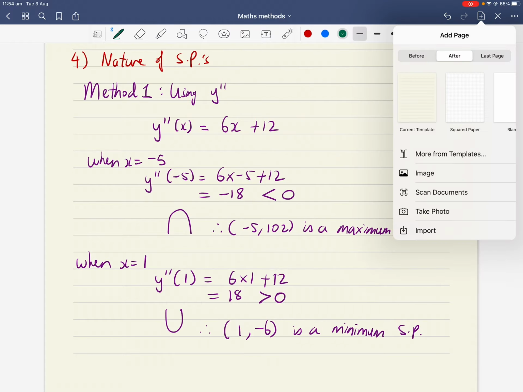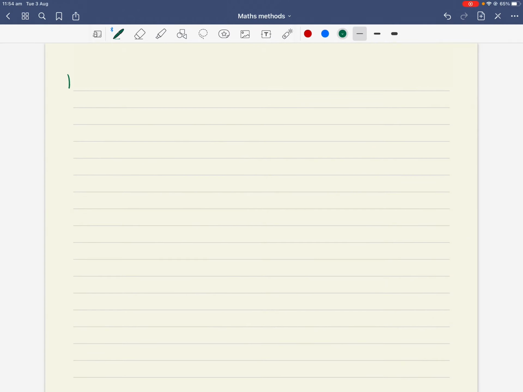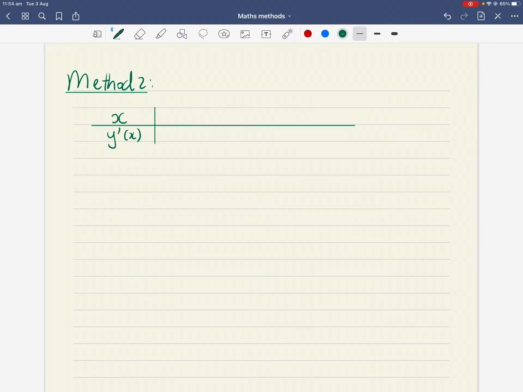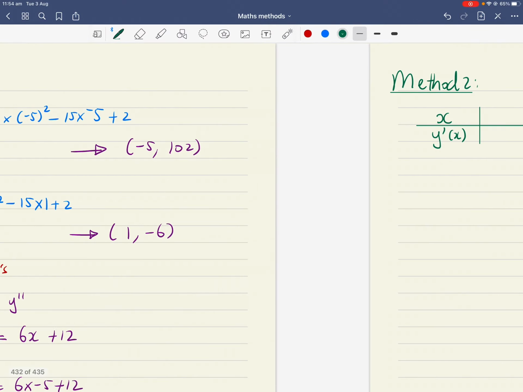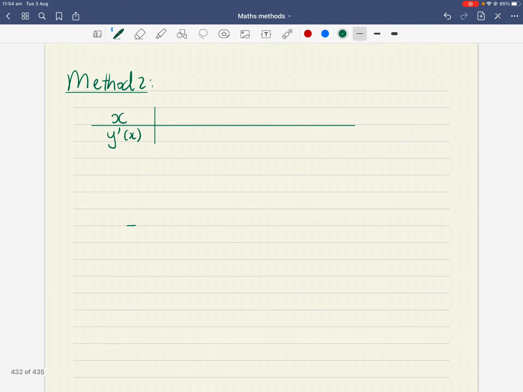If you wanted to do the table method, or the first derivative way, we can do the following. Method 2 for checking the nature is you need to set up a table of x values, and then a table of your first derivative values. So it's your derivative or your gradient. Now, how many points do you need to set up? Well, it depends on your stationary points. Right now we've got 2 stationary points. One is when x is -5 and one is at 1.